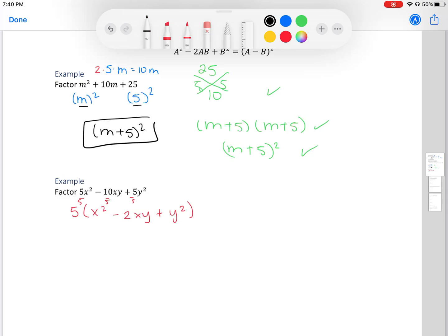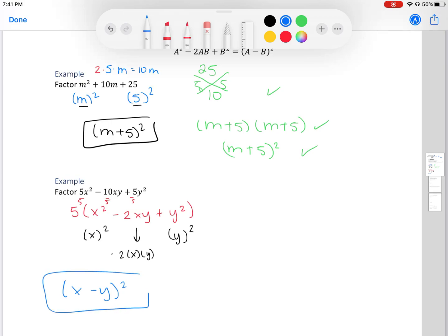So if we use our definition above, I see that I have my first term squared, my second term squared, and my middle term is 2 times my first and my last before they're squared. This time I have a minus. So this factors to be x minus y squared. And don't forget to bring down that 5 you factored out in the beginning.